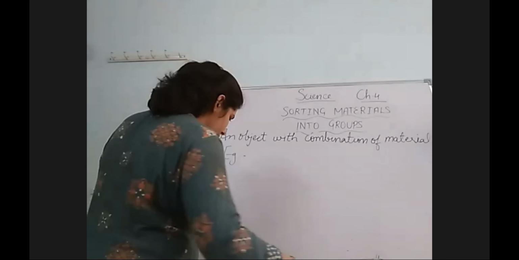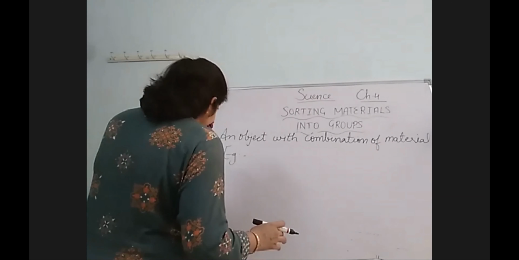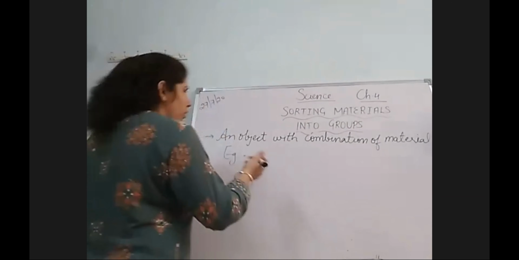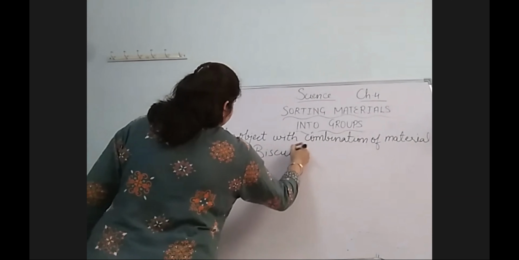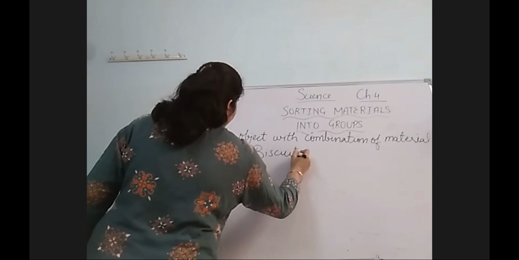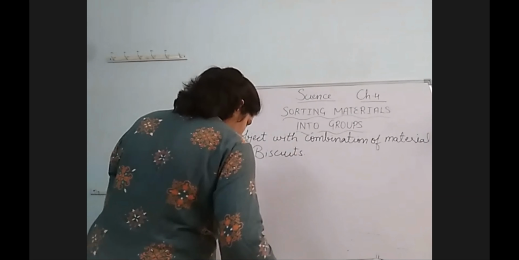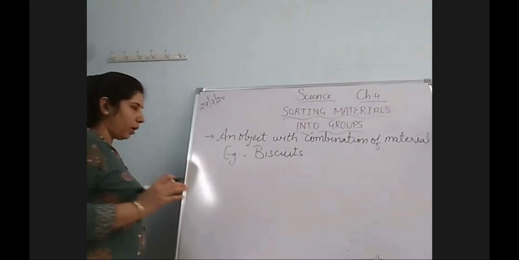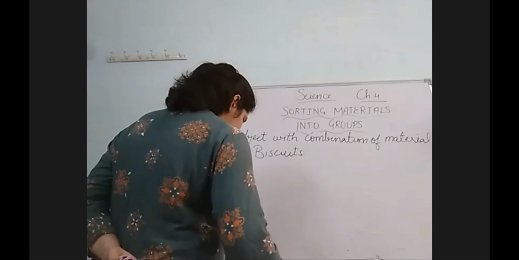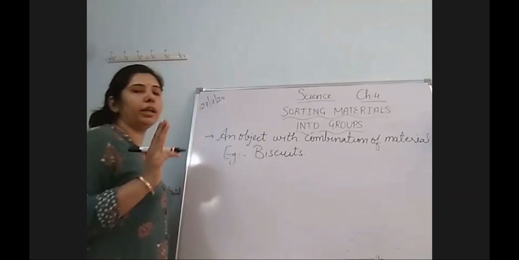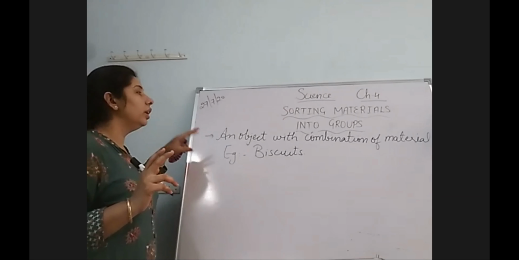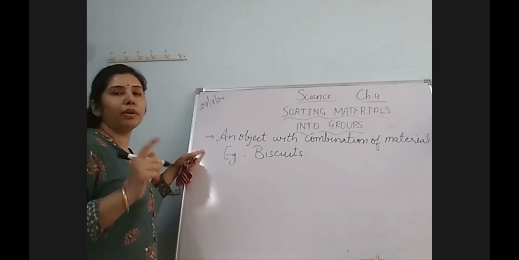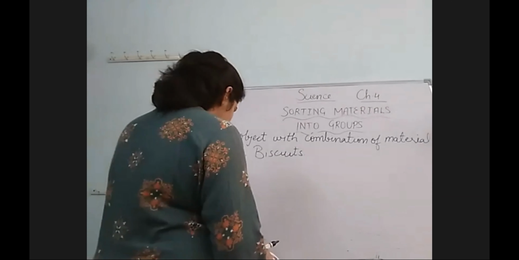Alright, similarly with objects, I have provided different examples you guys may take. So any object may be made up of different materials, and different types of objects can be made up of the same material. And third, one object could be made up of a combination of materials. Alright.